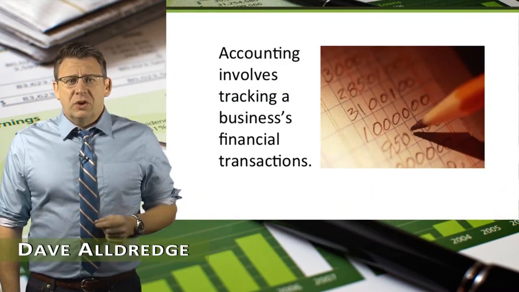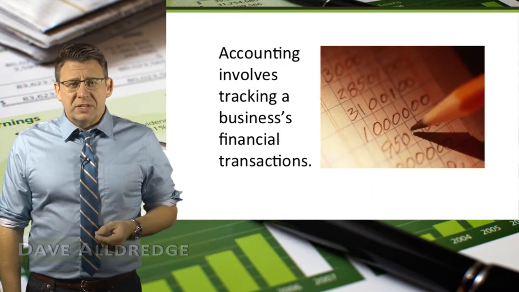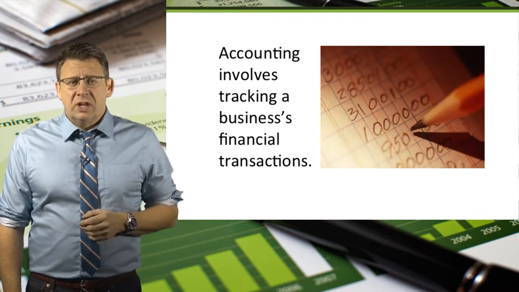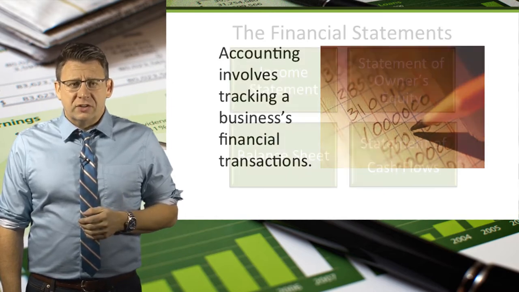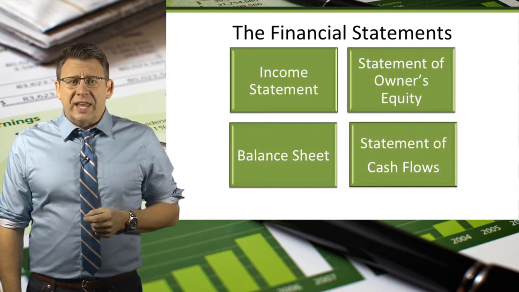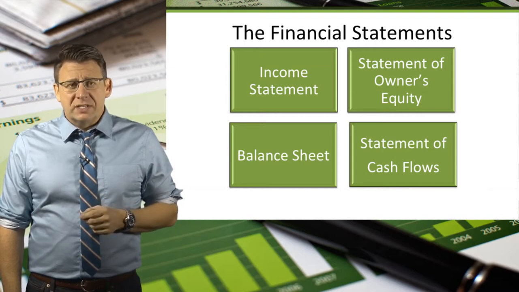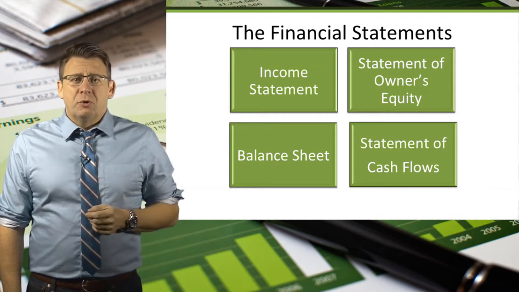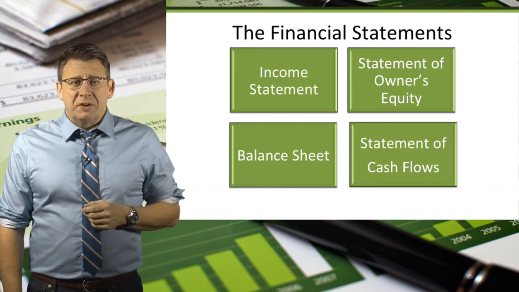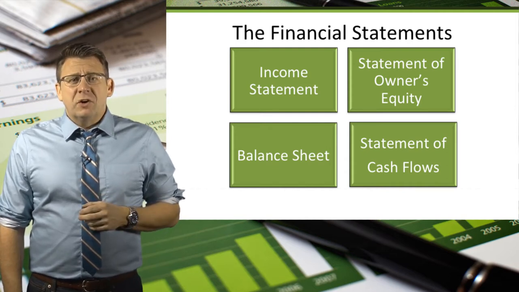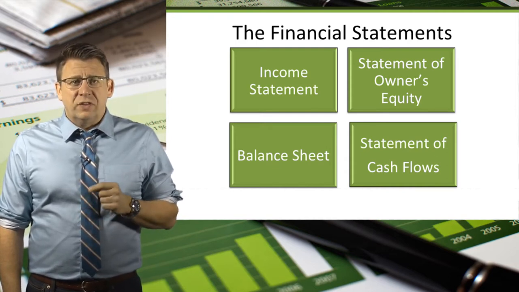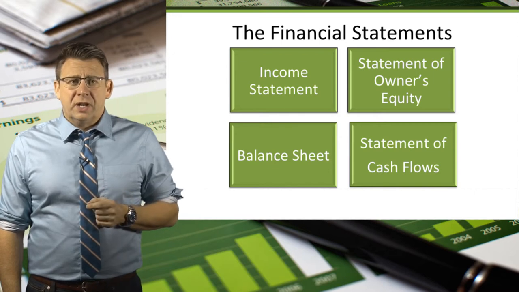Financial accounting records the financial transactions of a business and communicates this information to potential investors and creditors. The output of the accounting process are the financial statements. An income statement reports a business's profitability. A statement of owner's equity reports the change in the owner's capital account for a period.